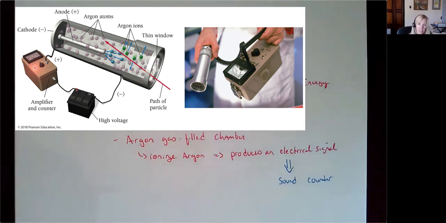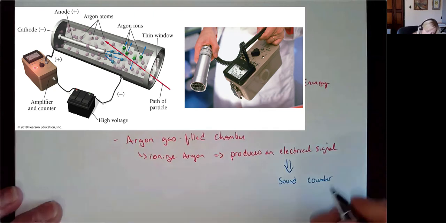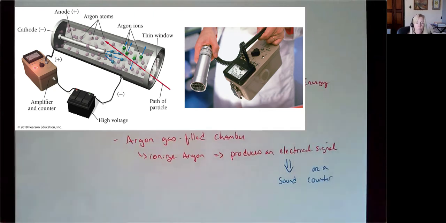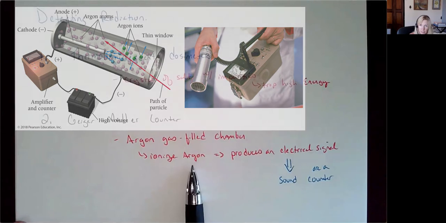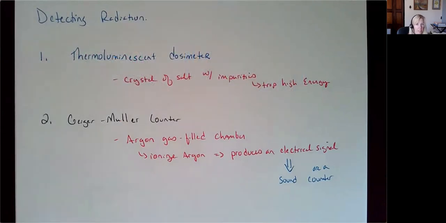And we also see like a counter on it. So I could have a sound or a counter, and both of those are going to measure that electrical signal. So the more ionization, the more radioactivity that's around, the more I'm going to ionize that argon, the more I'm going to detect an electrical signal. So that's the second way. A little bit bulky, you can't wear a Geiger counter around.